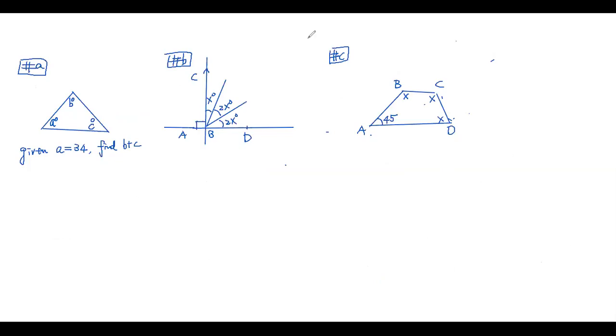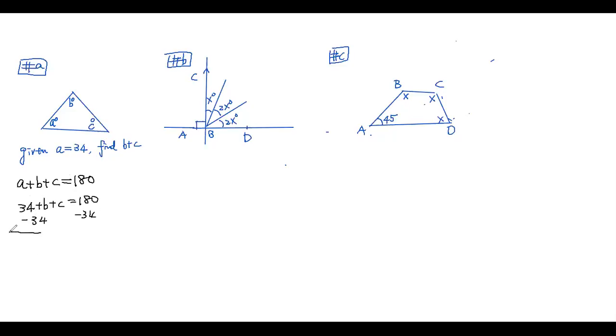The first problem is very easy. They say, for this triangle, I have angles A, B, and C. If angle A is 34 degrees, what is B plus C? This is very straightforward, right? Because we said that the three angles inside a triangle add up to 180 degrees. So A is 34: 34 plus B plus C is equal to 180. Then you subtract 34.